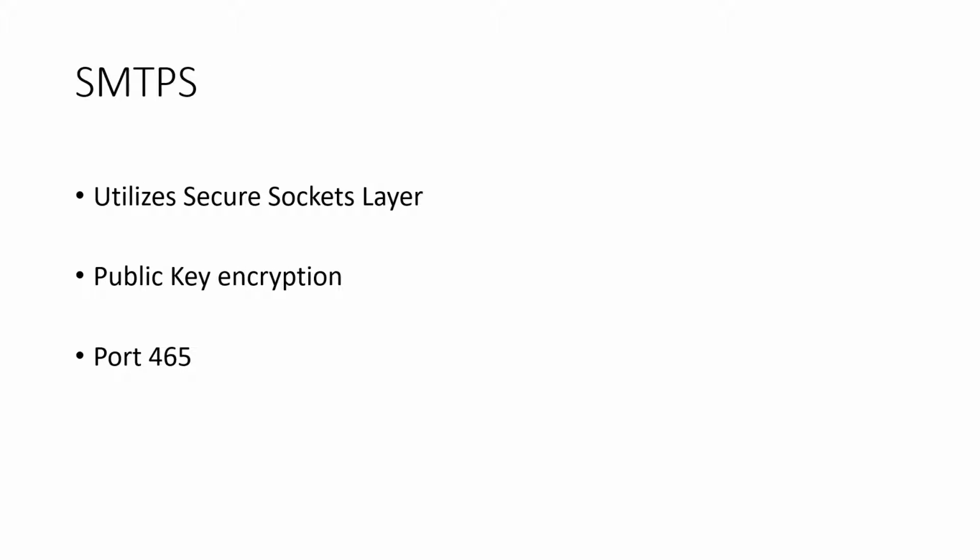So that brings us to Simple Mail Transfer Protocol Secure. This is simply the secure version of SMTP. Just like HTTPS improves on HTTP, or POP3S improves on POP3, usually they just add a secure sockets layer, and this one does the same thing. It adds an SSL, uses public key encryption to make sure that the data is encrypted and can't be read in plain text when sent over the internet. And this one operates on port 465.